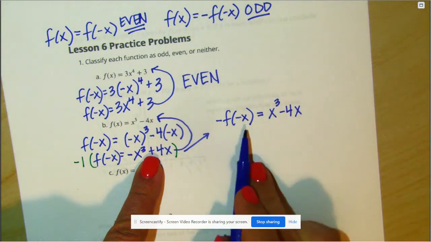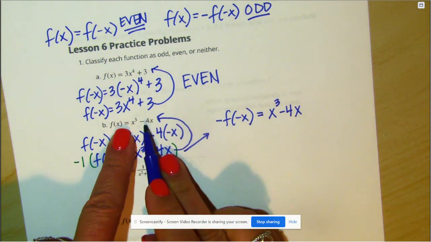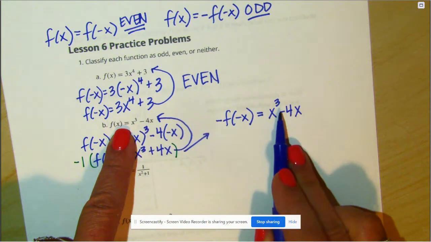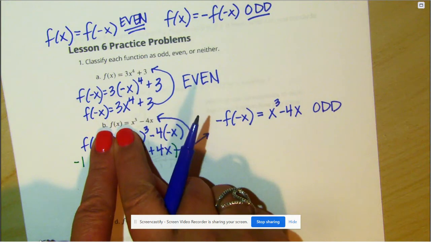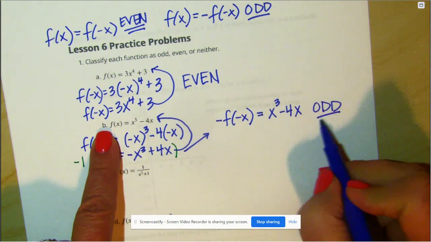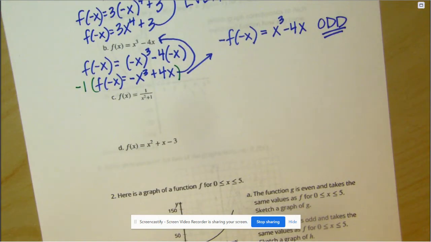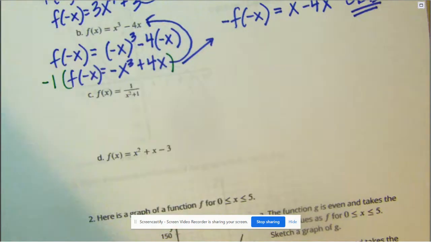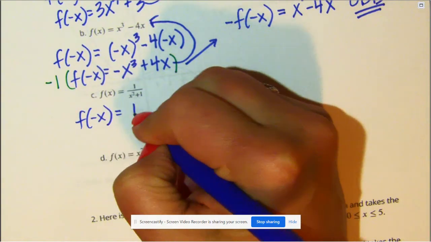Now I'm going to compare this one to the original. Is this the same as f of x? Yes, it is. That means it is odd. If f of x is equal to negative f of negative x, then we know our function is odd. Letter C, everywhere I see x, I'm going to replace it with negative x. I'm testing f of negative x.